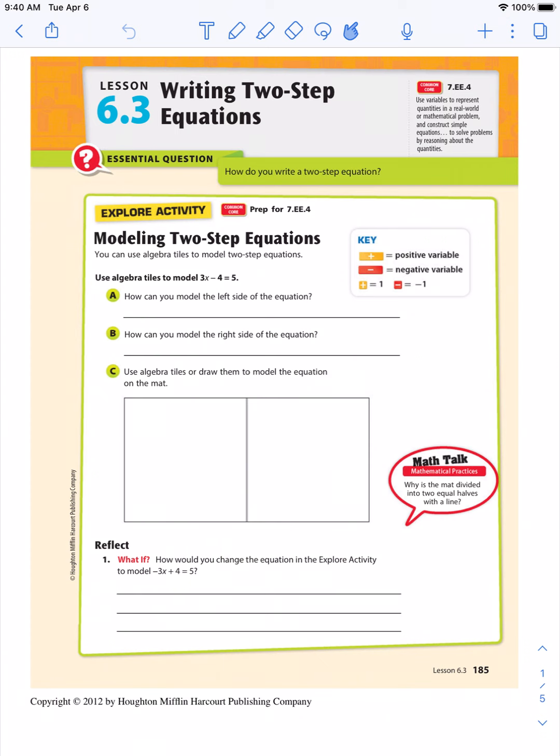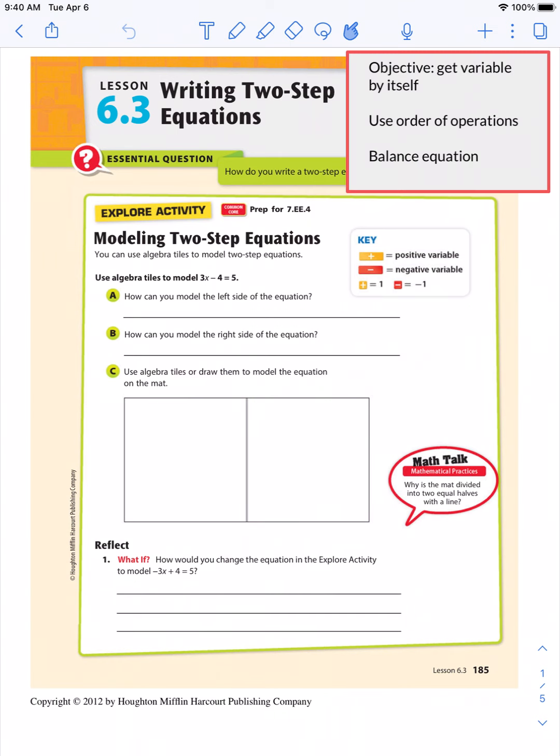So notice we're starting mid-chapter. We already did the first half of Chapter 6 back in Quarter 2. The first half of Chapter 6 was on writing and solving one-step equations. Now we're going to take it a step further and write and solve two-step equations. Before we jump into 6.3, there's a couple things we need to review.